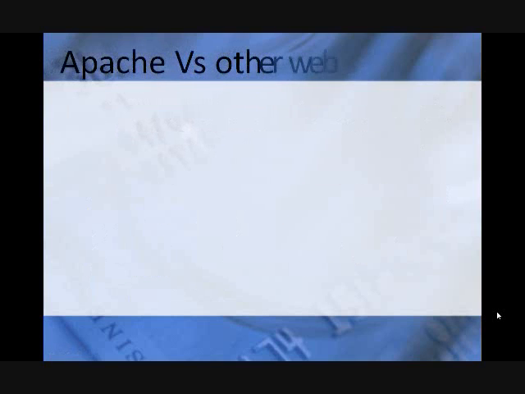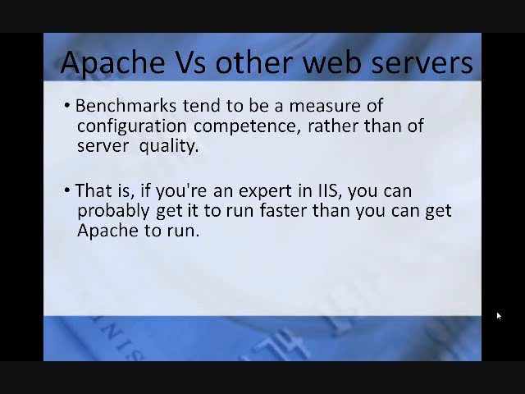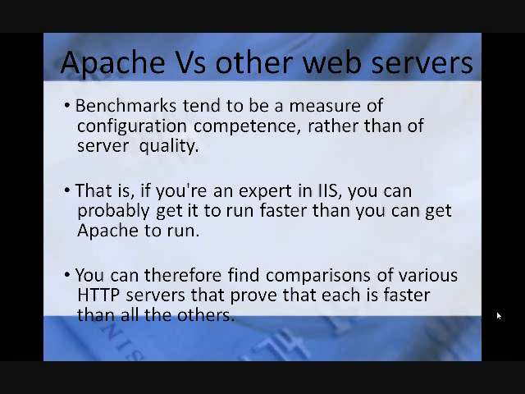So, how does Apache compare to other web servers? Benchmarks tend to be a measure of configuration competence rather than of server quality. That is, if you are an expert in IIS, you can probably get it to run faster than you can get Apache to run. You can therefore find comparisons of various HTTP servers that prove that each is faster than all the others.